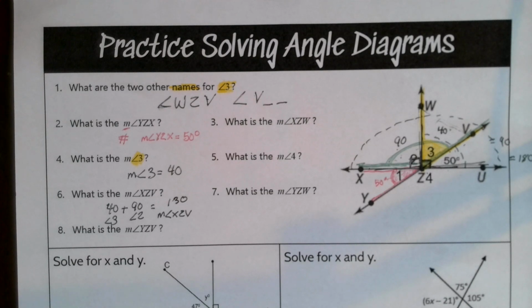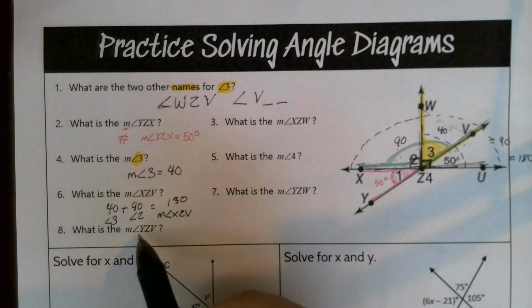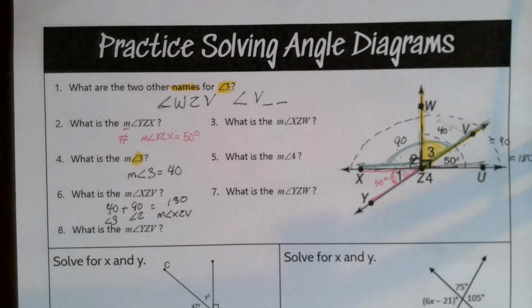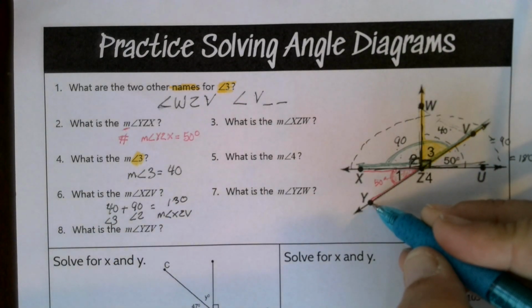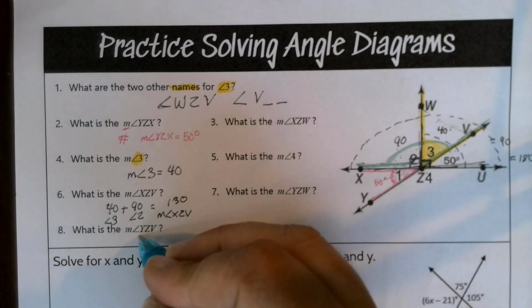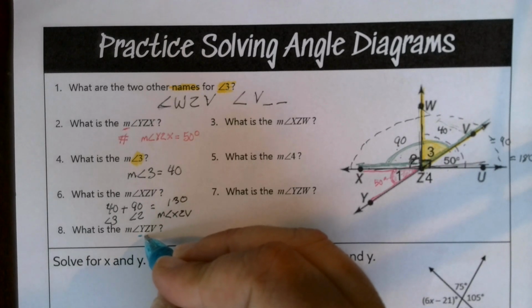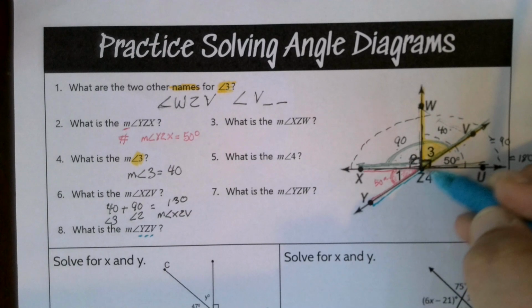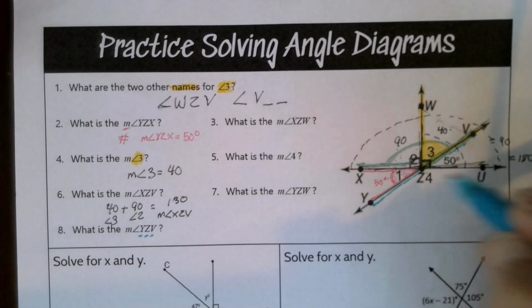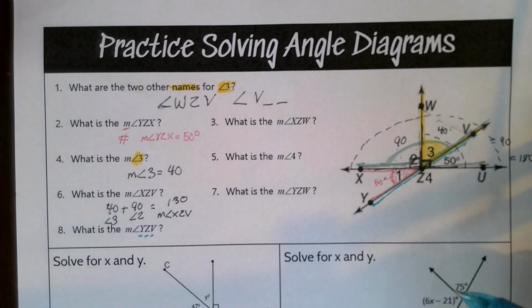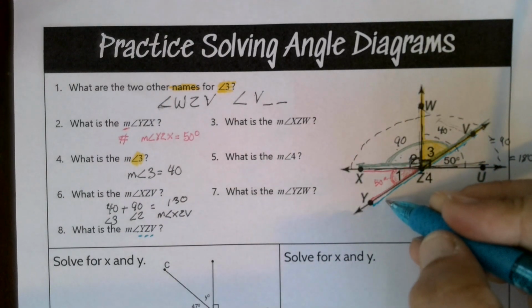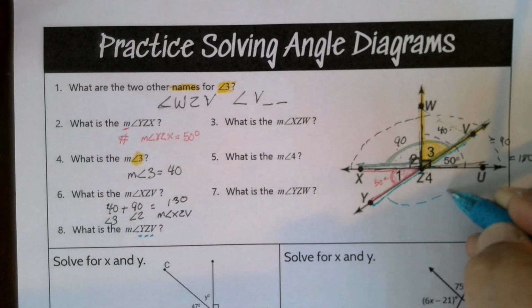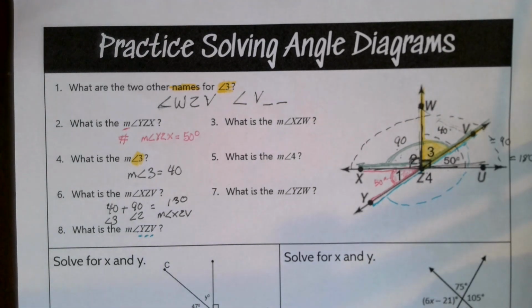The last question that I'll go over with you, YXV. Let's take a look. Here's Y, and we go to Z, Y, I said X, my apologies, Y, Z, V. So I go from Y to Z to V. It doesn't look like an angle, it looks like a straight line, but they use the angle symbol. That means we're talking about the whole thing all the way from here to here.